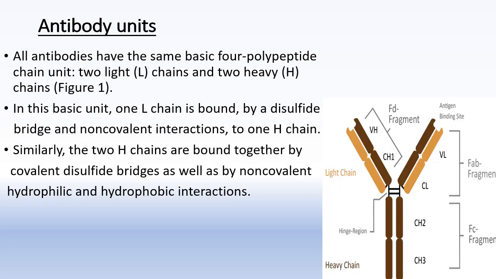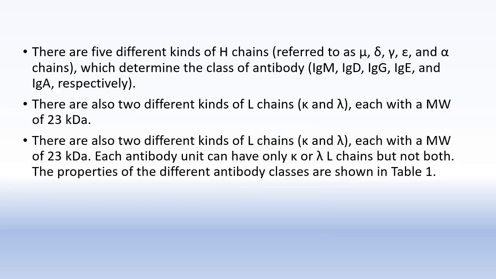Antibody units. All antibodies have the same basic polypeptide chain unit, 2 light or L chains and 2 heavy or H chains, as shown in the figure. In this basic unit, one L chain is bound by a disulfide bridge and non-covalent interactions to one H chain. Similarly, 2 H chains are bound together by covalent disulfide bridges as well as by non-covalent hydrophilic and hydrophobic interactions.